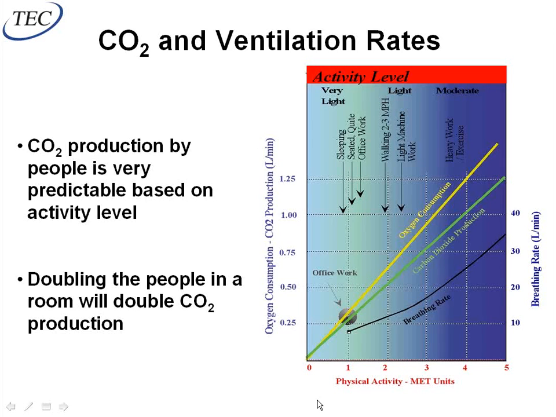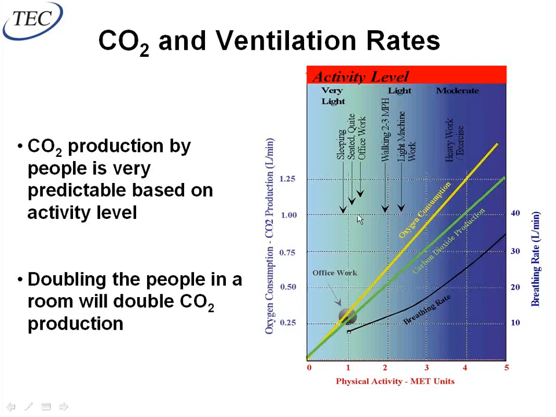How much CO2 you exhale is directly related to how much breathing you're doing, which is directly related to what activity you're doing. So if you look at this chart here, on the bottom we go from 0 to 5 METs, which is metabolic units, so how much activity am I doing? And vertically, we are either looking at oxygen consumption or CO2 production, and they're directly related to each other. The more oxygen I breathe in, the more CO2 I exhale.